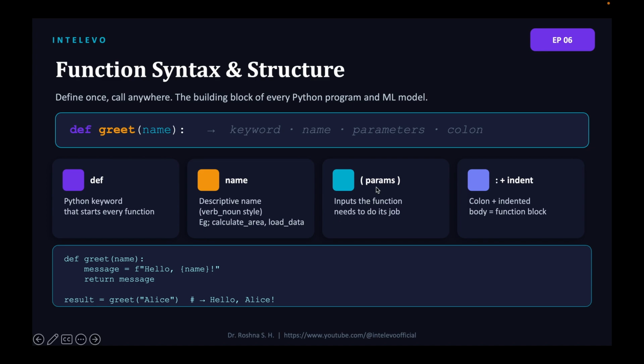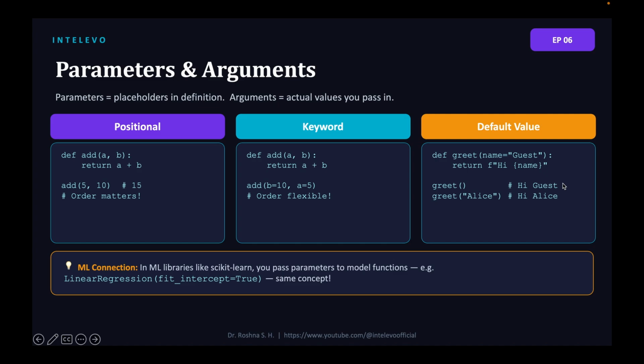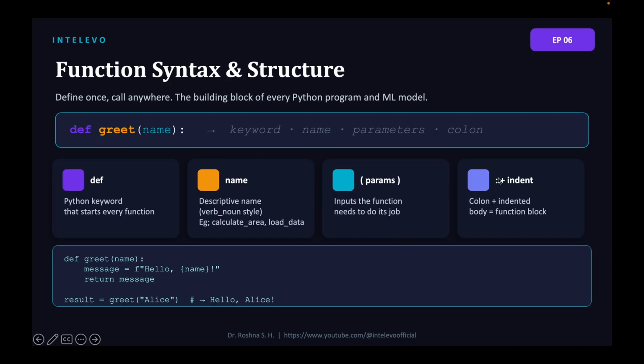And then inside the parentheses are your parameters, the inputs the function needs to do its job. End the line with a colon, then indent your code underneath. That indented block is the function body.